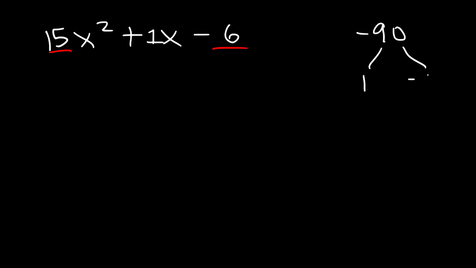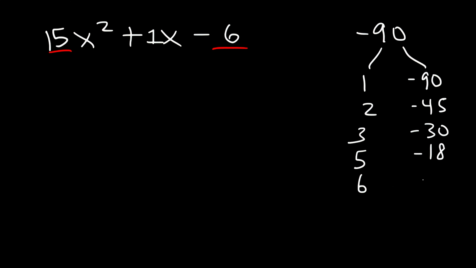So we have 1 and 90. 90 is divisible by 2. That will give you 45. If you divide it by 3, you get 30. 4 doesn't go into 90. If you divide it by 5, you'll get 18. If you divide it by 6, 15. 7 and 8 don't go into it. If you divide it by 9, you'll get 10. Notice that 9 and negative 10 differ by 1. They add up to negative 1. So reverse the sign, and they'll add up to positive 1.